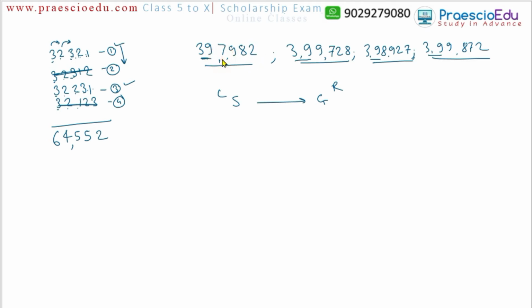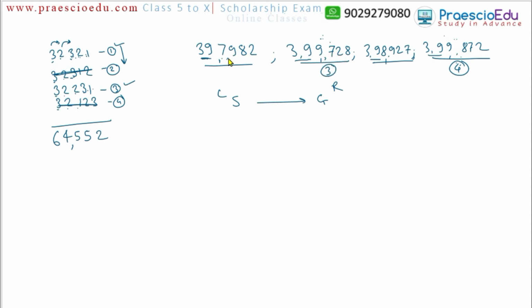After this one, at the thousands place, in this number 9 is there, in this number 8 is there, and in this number 9. So we will compare these two to find out the greater one. After this one, in this number 7 and in this number 8. So this is the greater one, the fourth number, and this is the third number.